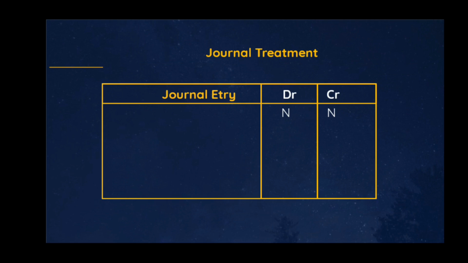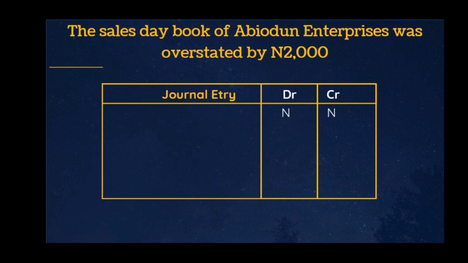So this is the example of the journal proper. This is the kind of journal that has a column for the debit and the credit of the transaction. For the treatment of the transaction we are talking about, that is the sales day book of Abiodun Enterprises that was overstated with 2,000 naira.